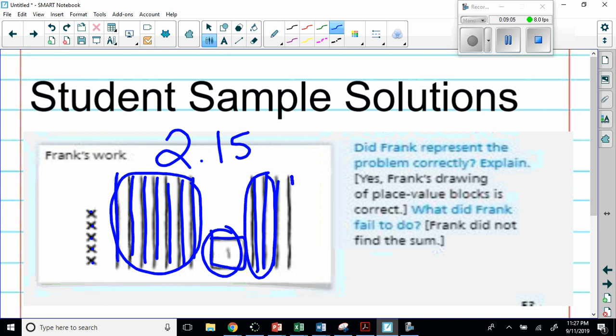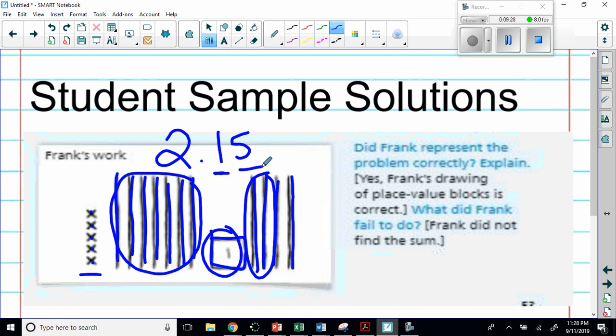We have 1/10 represented here in that one line. That's where we get our 1 right here. And then over here we have 5 individual hundredths, those little squares. So that's where we get our 5. So Frank drew this out correctly. It's just kind of out of order, so you have to look at it closely.